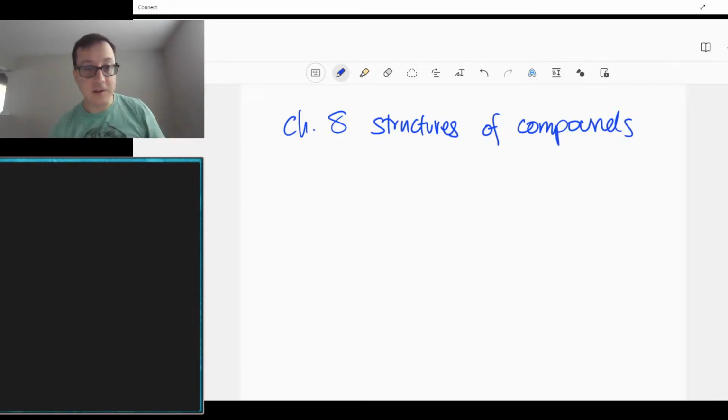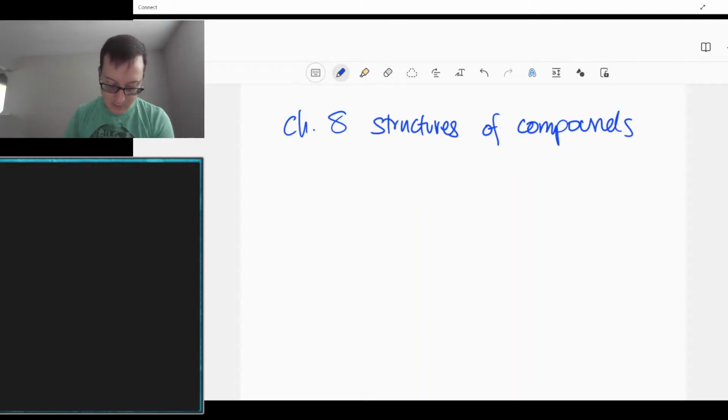And just a heads up, if you're planning to take organic chemistry whenever it's next offered, this chapter is super important for it, at least with the covalent compounds. The ionic ones, not so much, but the covalent ones are super, super important for organic chemistry.